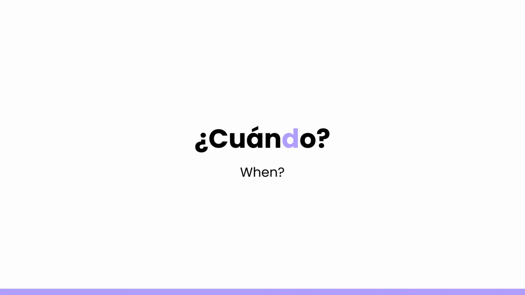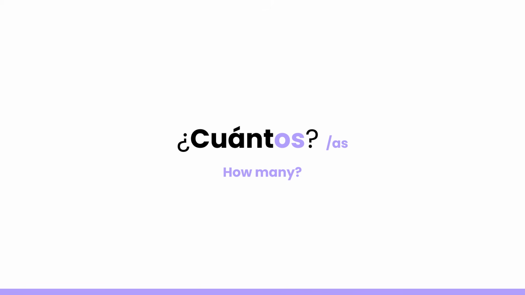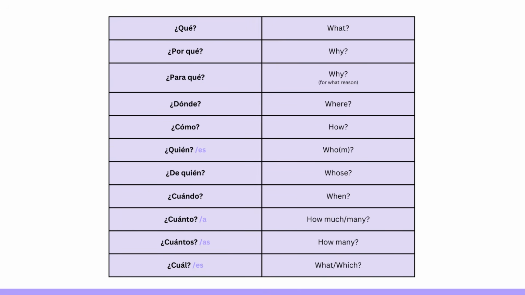¿Cuándo? with a D, when, ¿Cuánto? ¿Cuánta? how much or how many. Or as we saw, we can also turn it into cuántos or cuántas. And then the last question word, ¿Cuál? ¿Cuáles? which is what or which. And as I said before, all of the question words in Spanish have an accent or a tilde as we call it in Spanish.